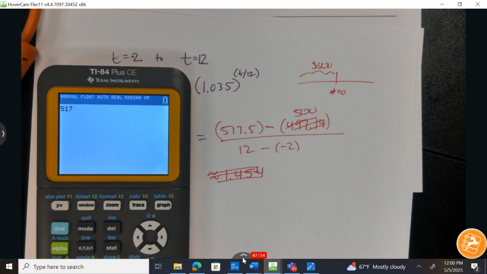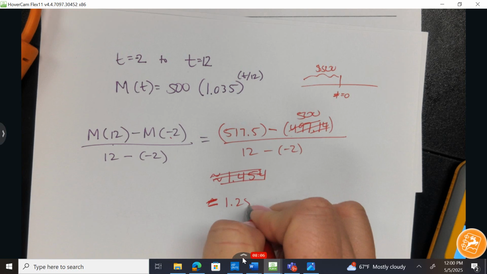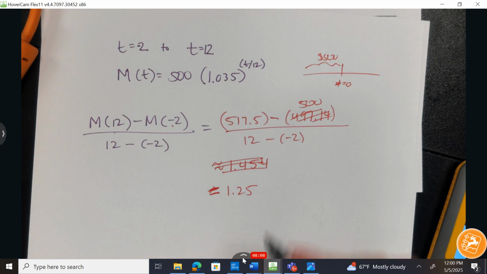512.5 subtract 500 and divide by the 14. There we go. I like that much better. Okay, so we have exactly 1.25. That's going to be my average rate of change.